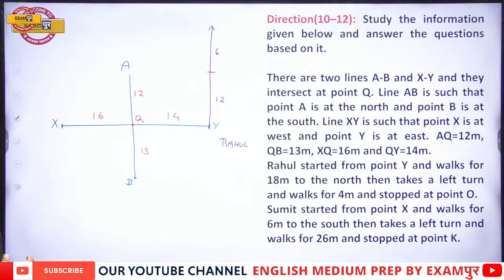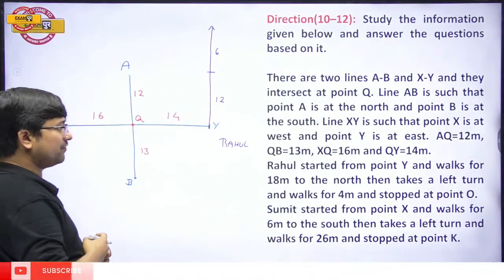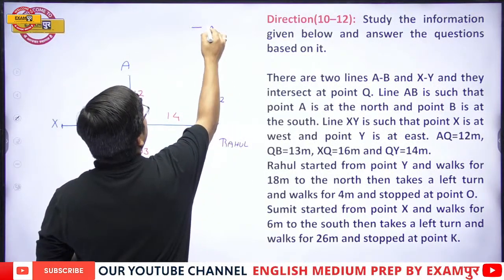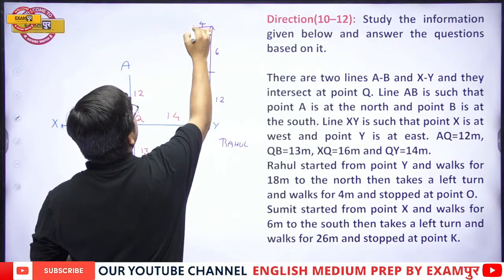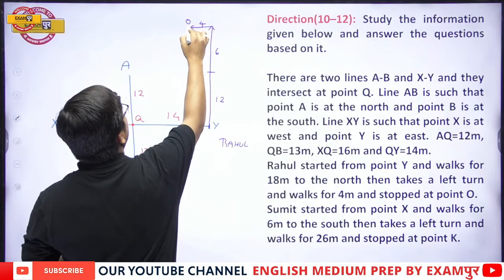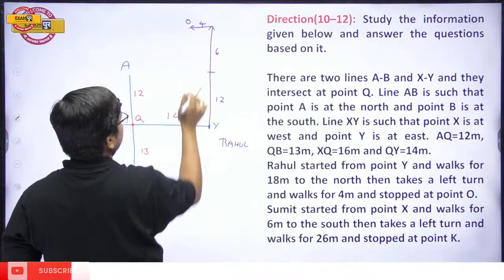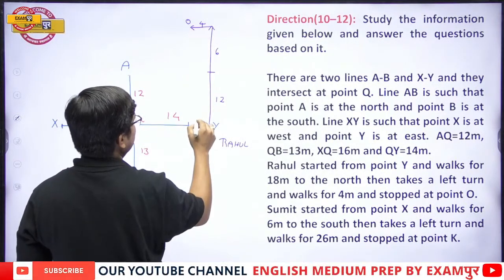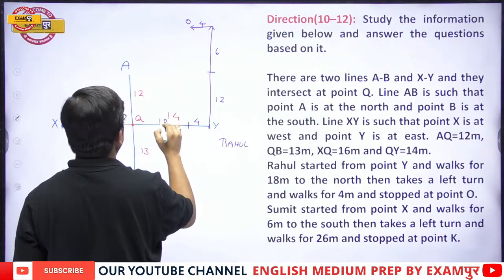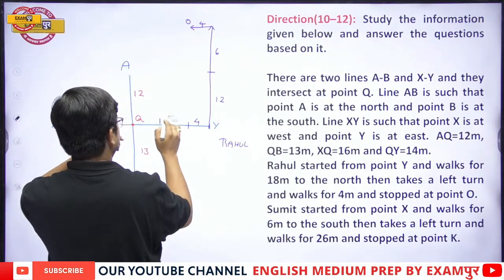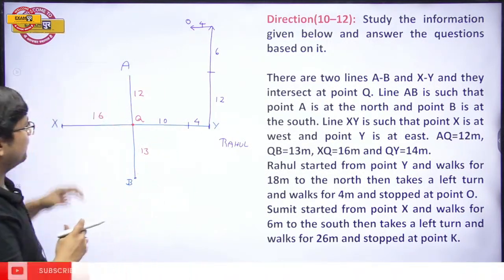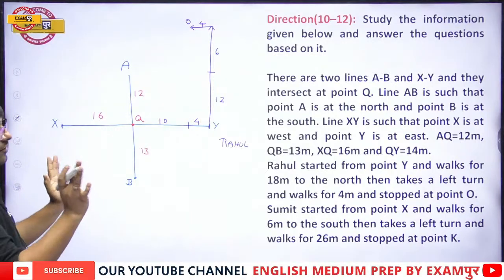Then Rahul takes a left turn, walks 4 meters and stops at point O. If this is 4, even this is 4 and this remaining part is 10. Alright everyone. So this is the path of Rahul.